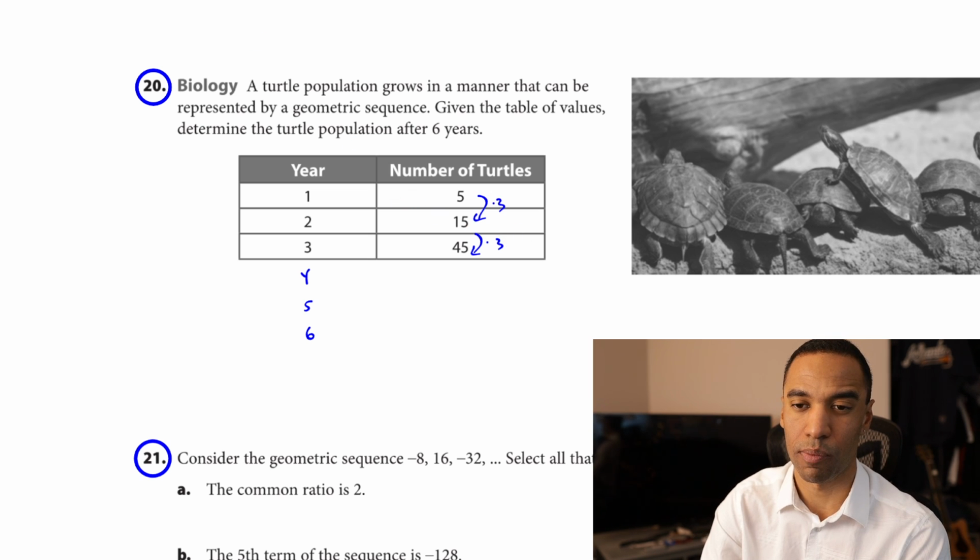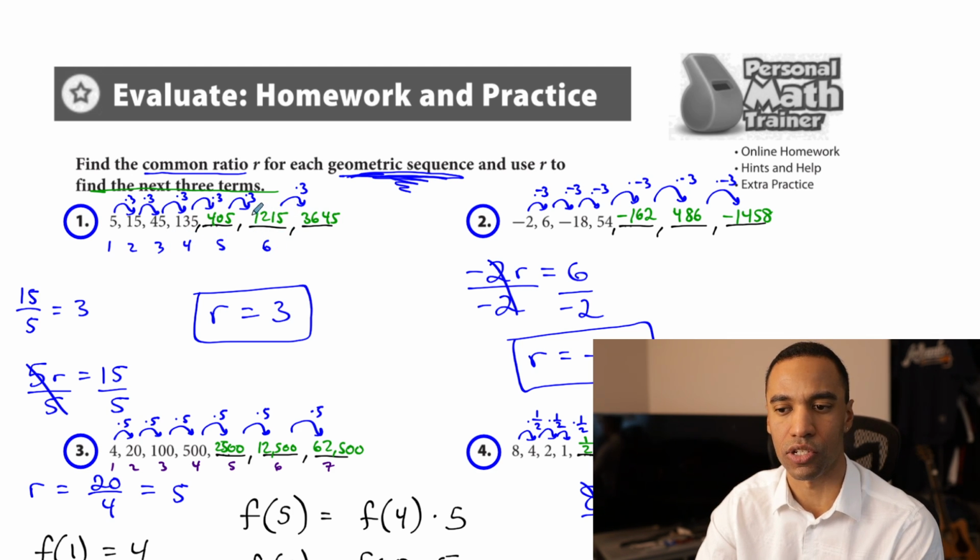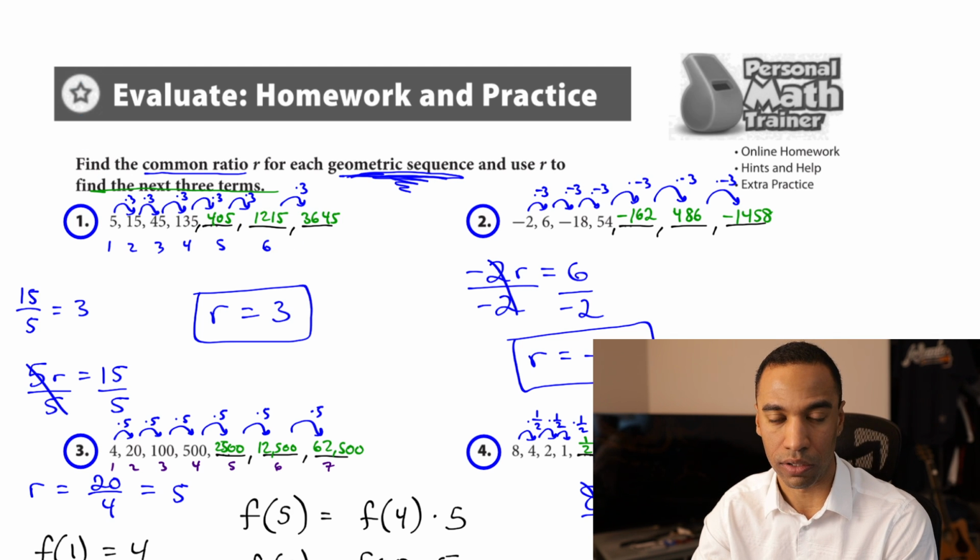In fact, we talked about it so much, guys. If I go back a couple pages here, see that sequence? Times 3 starting from 5. I don't know if this was months, it was years. Year 1, 2, 3, 4, 5, 6. I'm not going to spend a long time on this. If you already have work for the answer, why not just take that answer? There will be 1,215 turtles.